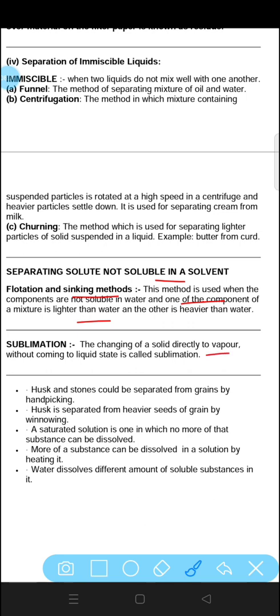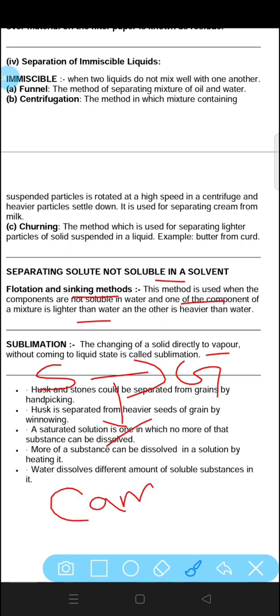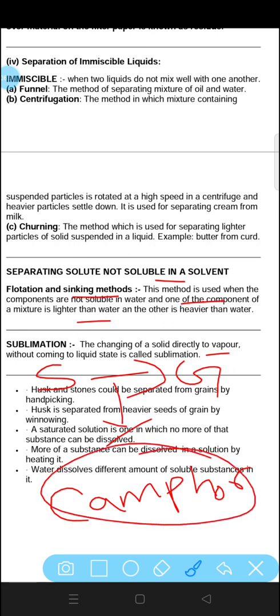Next is sublimation. Sublimation is the process in which a solid is directly converted into gas. This process is called sublimation. For example, camphor. Camphor we keep in our clothes for fragrance. The camphor gets converted directly into gas. This process is called sublimation.